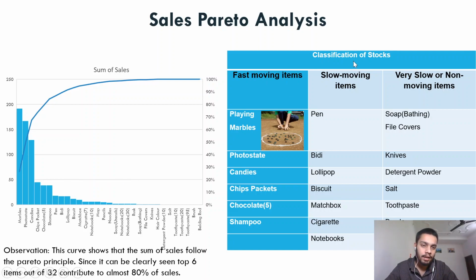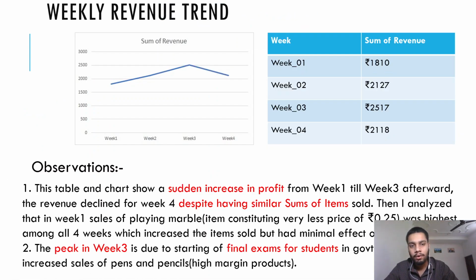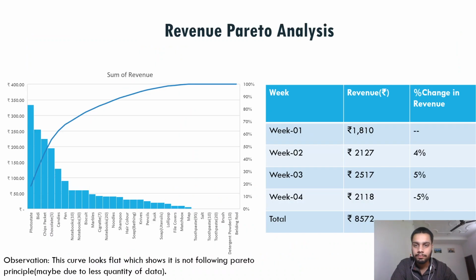And this is the classification of stocks, and the stocks can be classified as fast moving, slow moving, and very slow moving. These are the top 6 fast moving items which I have analyzed. Moving on to the weekly revenue trend, this is the sum of revenue for all 4 weeks, and this is a chart depicting the same. As you can see, the chart was increasing till week 3 and then it decreased till week 4. The reason for the same has been written in the observations.